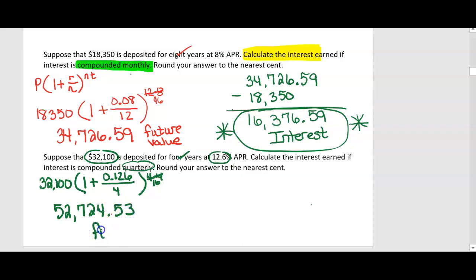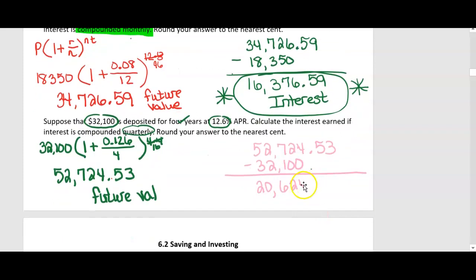$52,724.53. Again, this is my future value. That's how much I will have. But what is my interest? This is where we get to do that subtracting. In the future, I'm going to have that large amount of money, but I only deposited $32,100 in cash. So the remaining $20,624.53 is my interest, which is what they are asking.